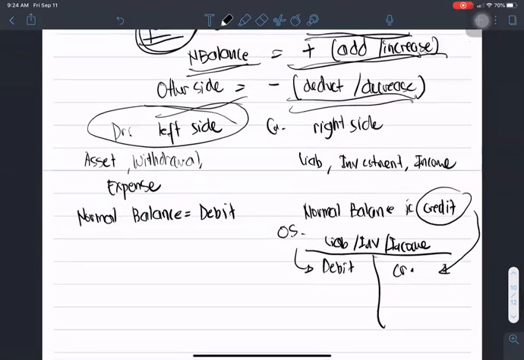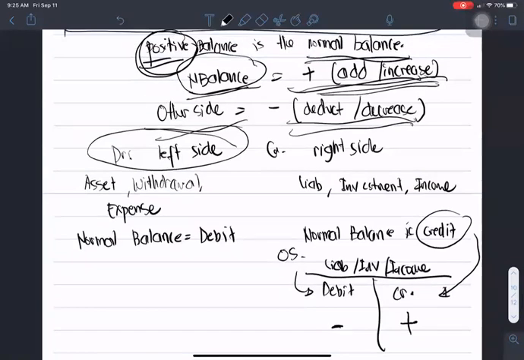So anong sabi natin? Pagka normal balance, you add or increase. Other side, deduct or decrease. So in short, if the account is a liability, an investment, or an income, if you increase it, what will you do? You credit it. If you will decrease, you use the other side, which is debit.